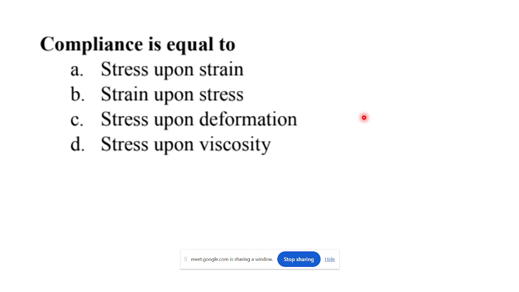Now what is compliance? We have already talked about compliance. We have talked about Young's modulus. So what is compliance? Yeah, that is strain upon stress. Now this is the reverse of your Young's modulus.